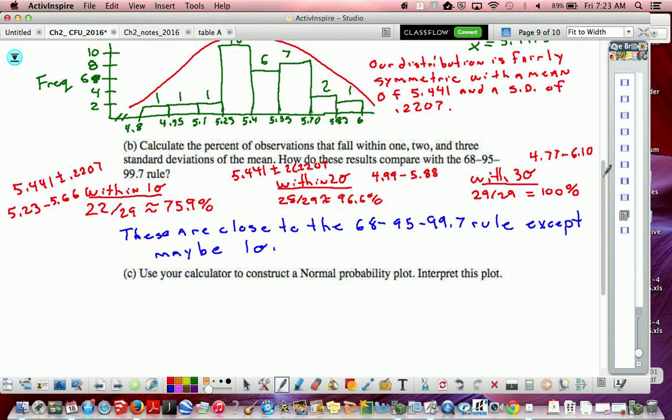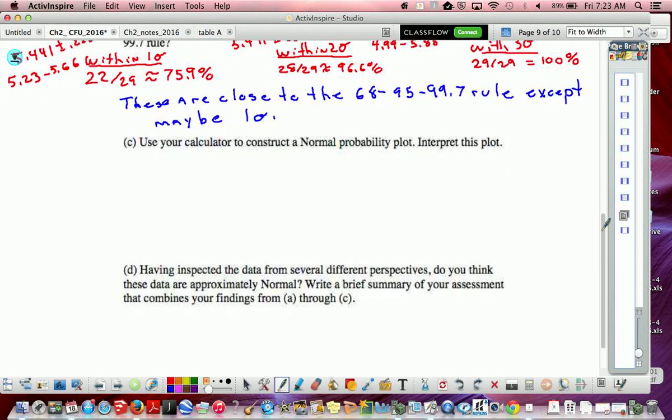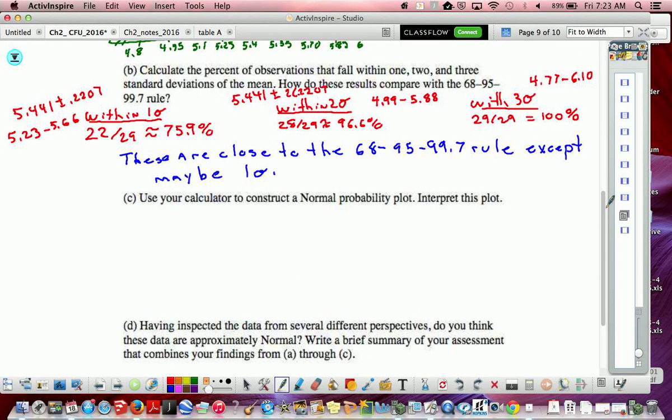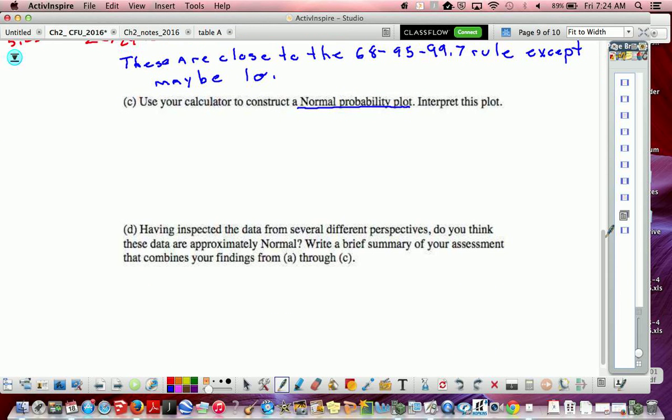All right, so now the second thing that you can take a look at. So we saw that it's fairly symmetric. Right now our numbers are at least pretty good with the second and third standard deviation, a little off with the first standard deviation. But our best way to check is doing this normal probability plot on our calculator.